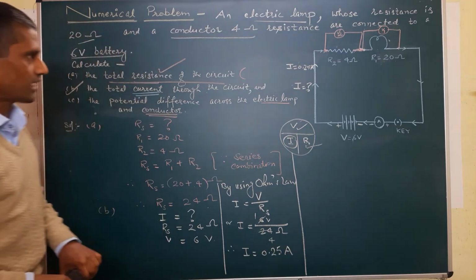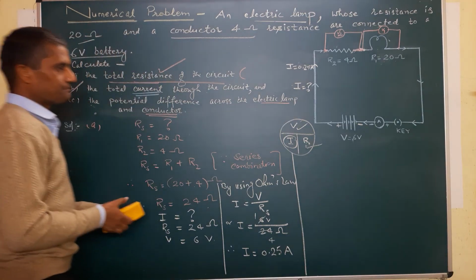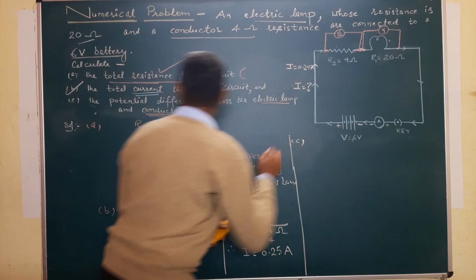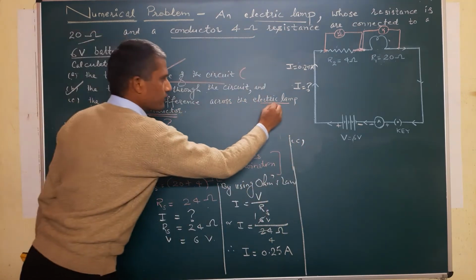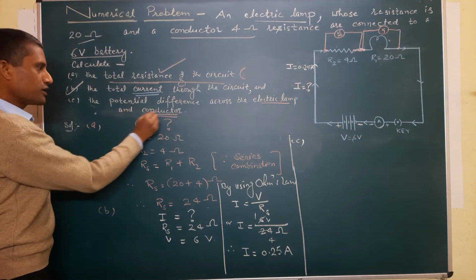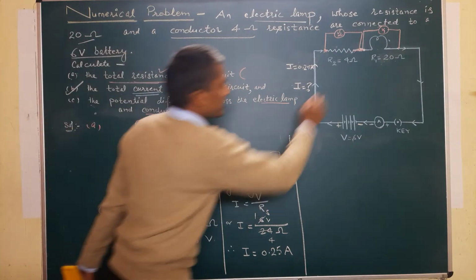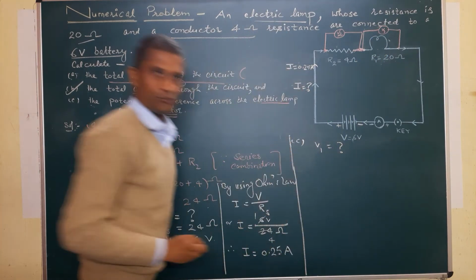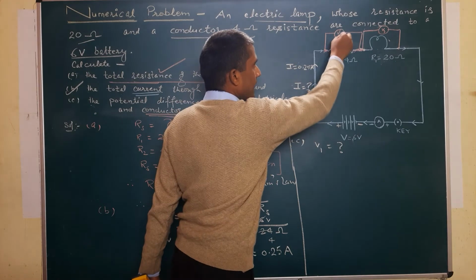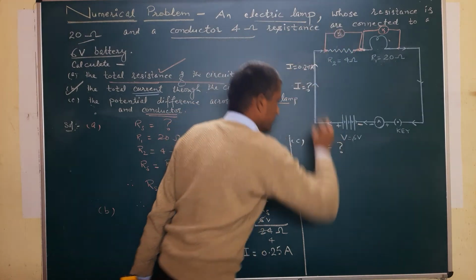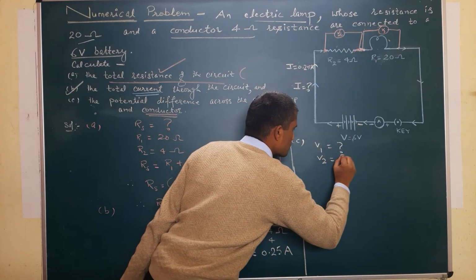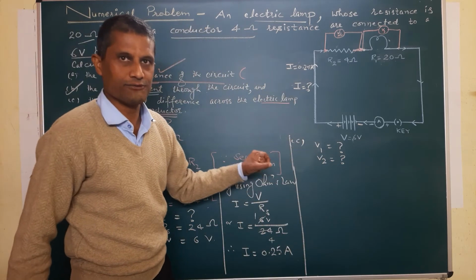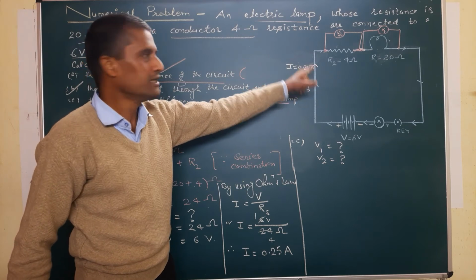Now come to the final point here, that is the C part. What is being asked here? Potential difference across the electric lamp and the potential difference across the conductor. Across the electric lamp we have taken V1, we want to find out V1, and across the conductor, the potential difference is being considered as V2.